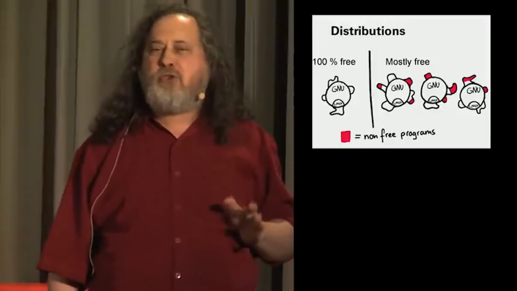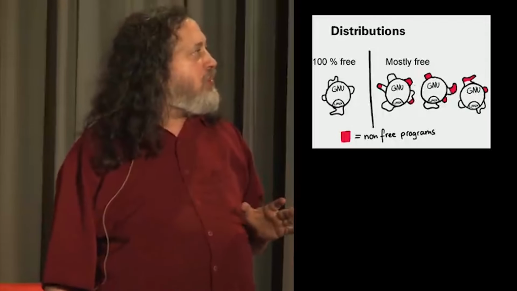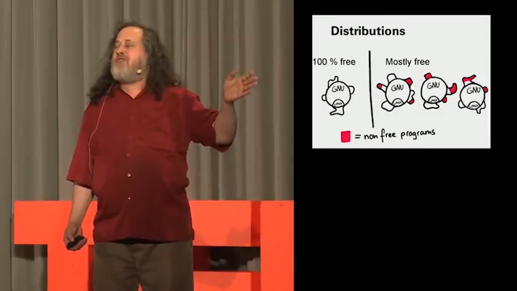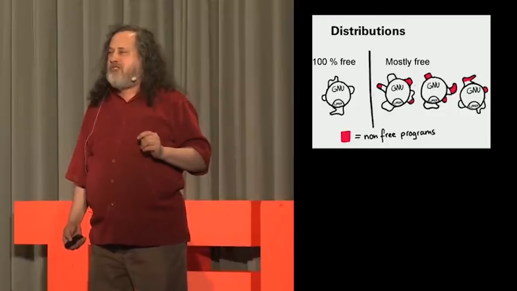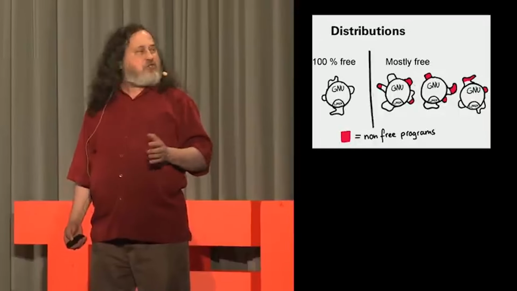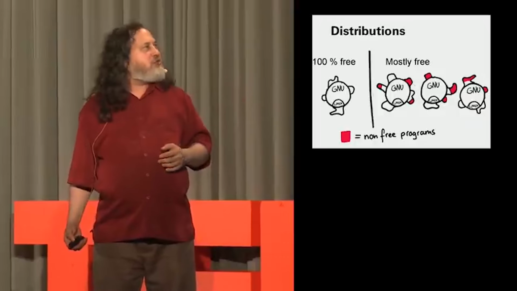There are over 1,000 different variants of GNU/Linux. They're called distributions. A few of them are entirely free software. Most of them have non-free software added because they're maintained by people who aren't concerned about freedom. They'd rather add convenience at the cost of freedom. So you have to check which is a free distro.